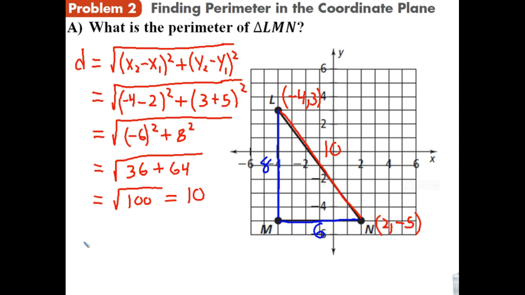And then from there, you did the hard part. Don't forget to finish the problem. Perimeter is going to be equal to 8 plus 6 plus the 10 we just found. So in other words, 24 units. Part B is the same idea. Why don't you pause the video, work through that one, and then click play to check your answer.